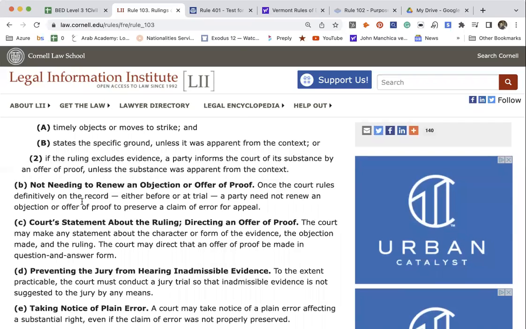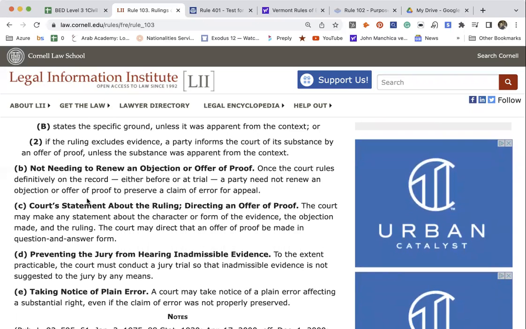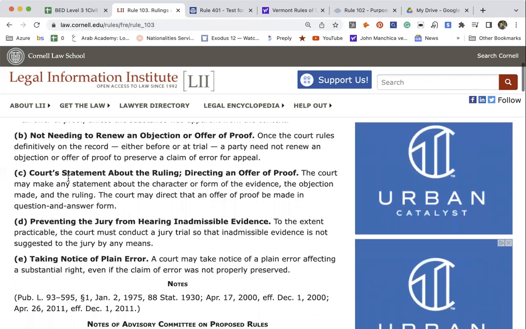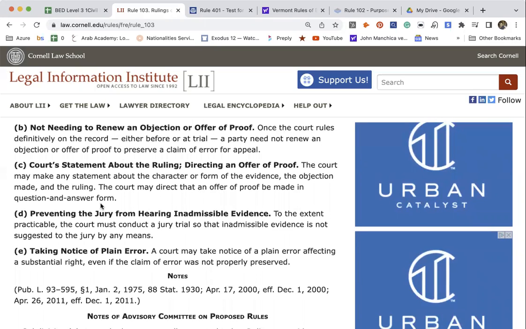B, not needing to renew an objection or offer of proof. Once the court rules definitively on the record, either before or at trial, a party need not renew an objection or offer of proof to preserve a claim of error for appeal. C, court statement about the ruling directing an offer of proof. The court may make any statement about the character or form of the evidence, the objection made, and the ruling. The court may direct that an offer of proof be made in question and answer form.